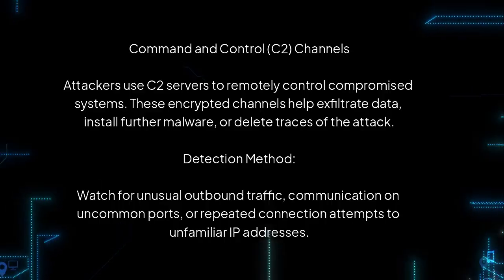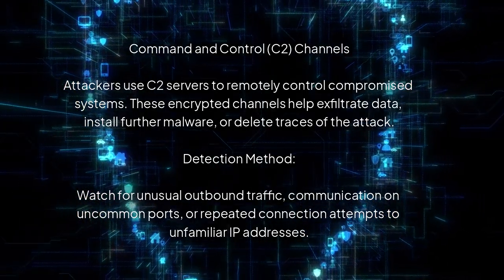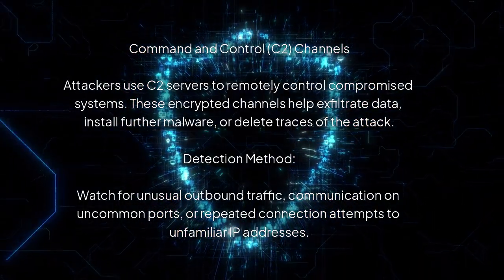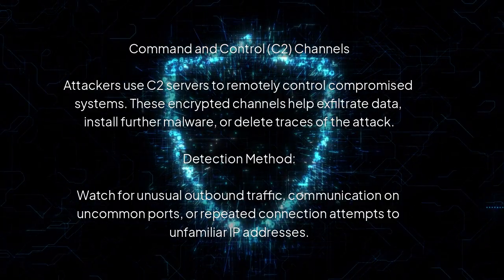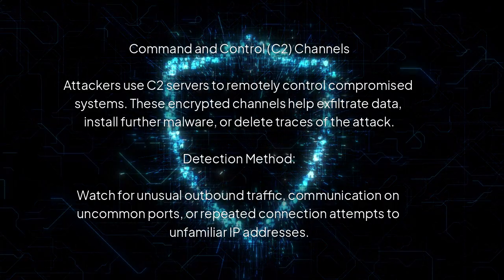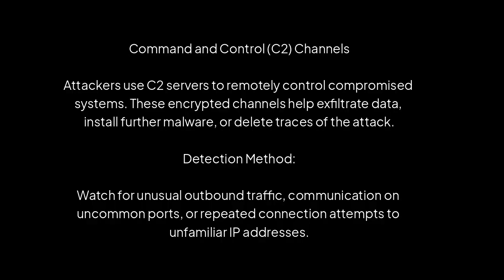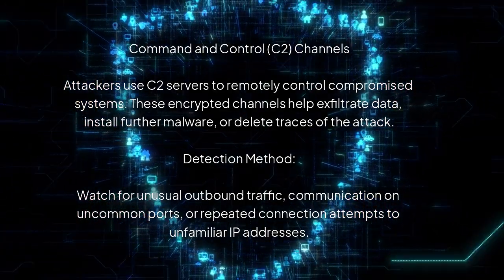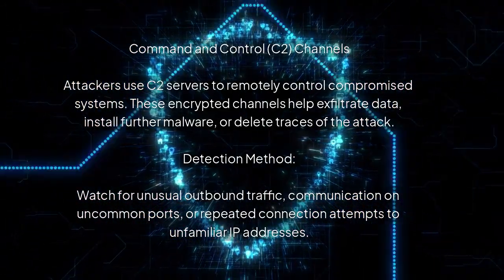Command and control, C2, channels. Attackers use C2 servers to remotely control compromised systems. These encrypted channels help exfiltrate data, install further malware, or delete traces of the attack. Detection method: watch for unusual outbound traffic, communication on uncommon ports, or repeated connection attempts to unfamiliar IP addresses.